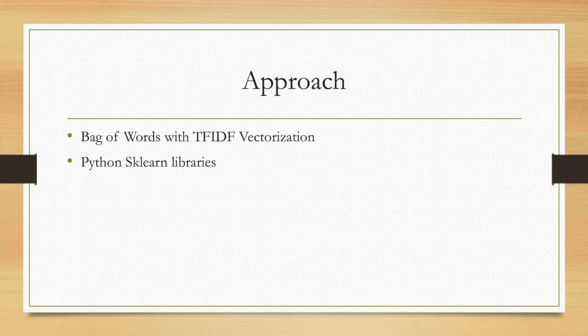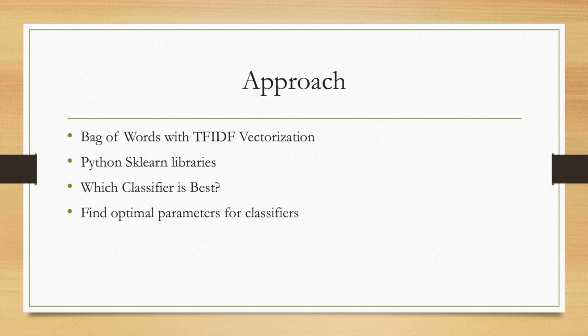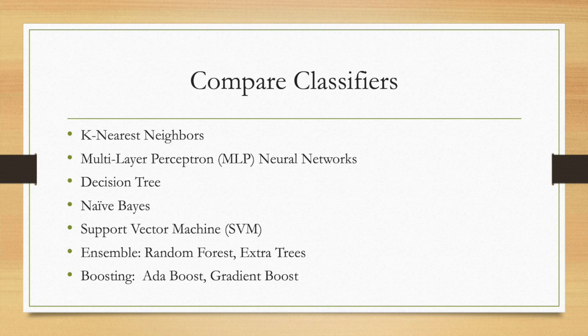I had to decide which classifier was able to give the best results in correctly classifying each of the recipes. For these classifiers, which parameters were the most successful? For my approach, I compared the following classifiers.